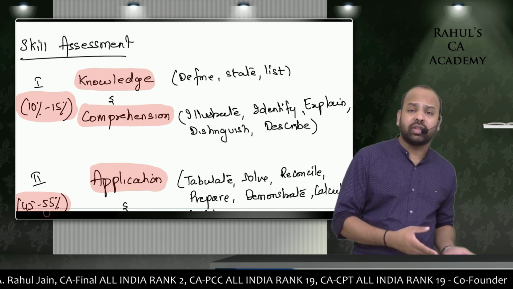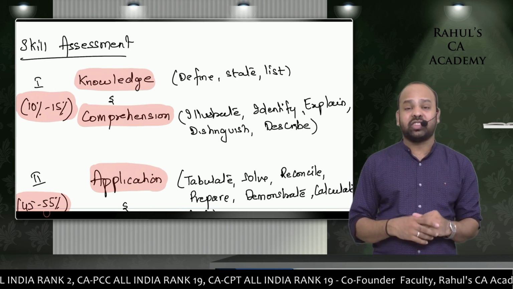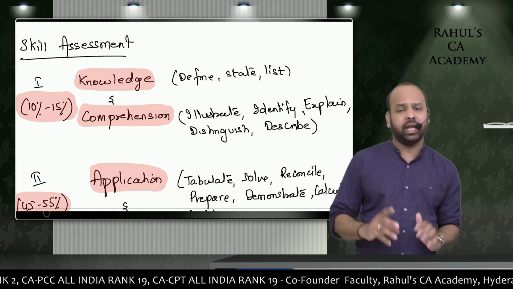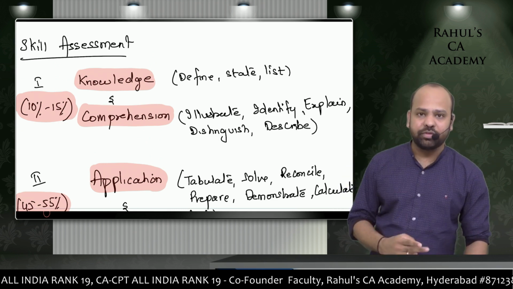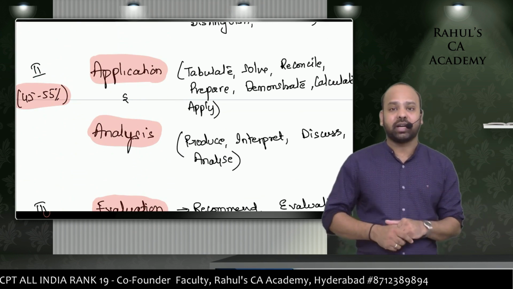If you take the November 2019 paper also, the questions worded like list down the advantages or state what is this fetched only around 15 marks. The second category and the third category of skill set are very, very important at CA Final SCM level.